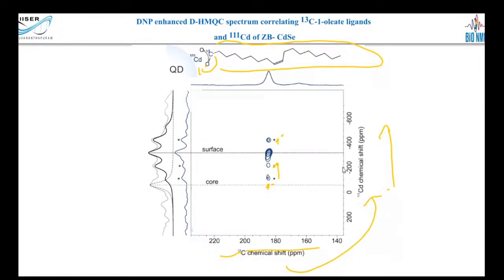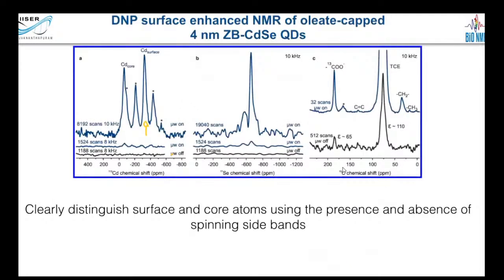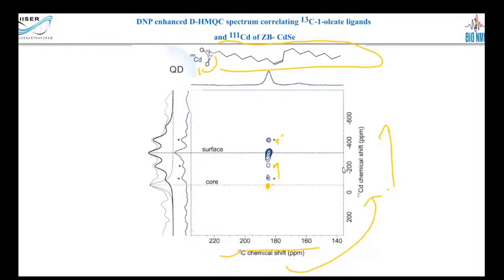What are these then? The core should be here, around 0 ppm. You can see it here, around 0 ppm. That is missing. There is no correlation here. That means that is core cadmium, while for the surface cadmium there will always be a correlation. So what are these peaks here? These are the side bands, as I told you, because if it is on the surface, that means there is a lot of anisotropy, and there will be side bands present. Okay.